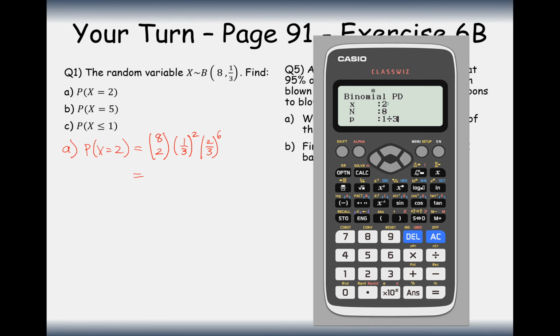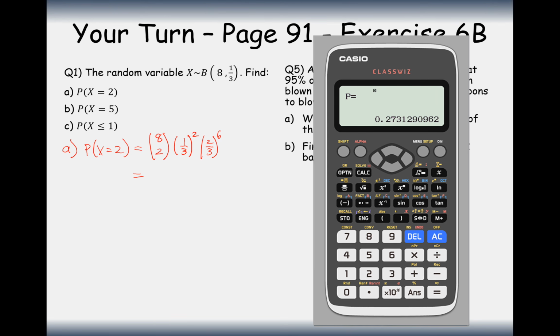So you want 2 successes out of 8 trials where the probability is 1/3. The way I put 1/3 into my calculator here is just 1 divided by 3. And then you press equals and you get your answer. So it's just as simple as putting the numbers into the correct format on your calculator and it gives you that outcome.